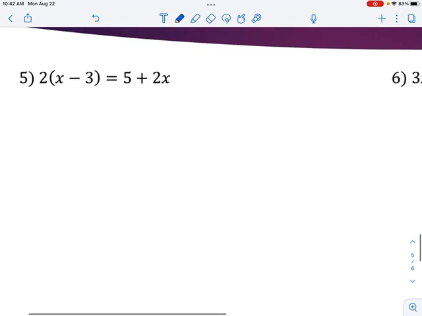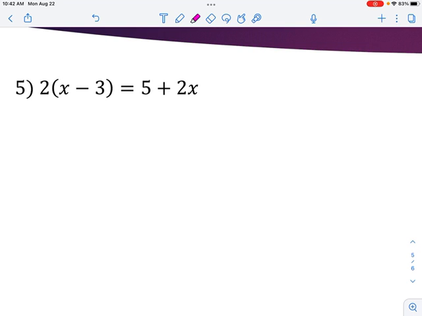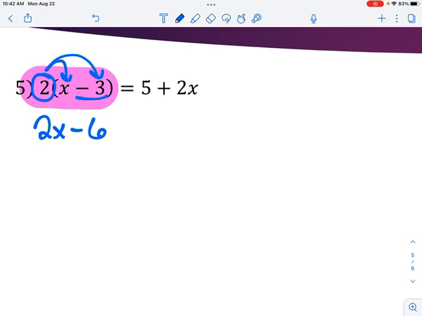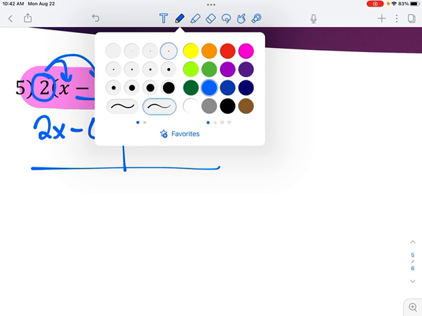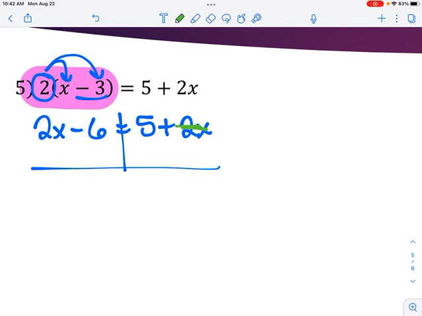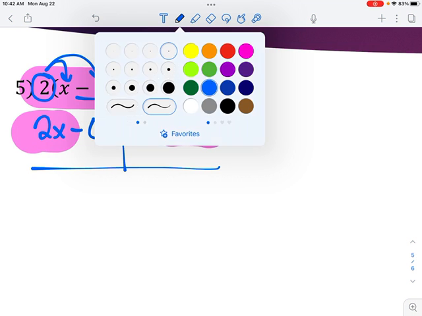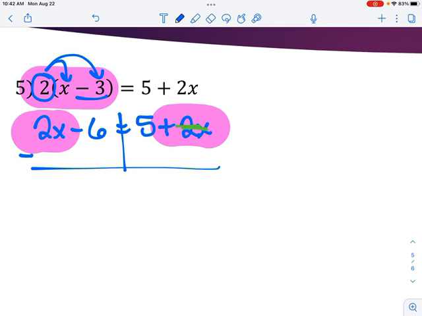So if you notice here on the left, number 5, the first thing you notice is we have this distributing. So what I'm going to do is I'm going to take 2 times x, and 2 times -3, and then I'm going to bring down my right-hand side. The next thing I notice is I have 2x on one side and I have 2x on the other side. So my next thing I need to do is get those on the same side. So I am going to minus 2x.